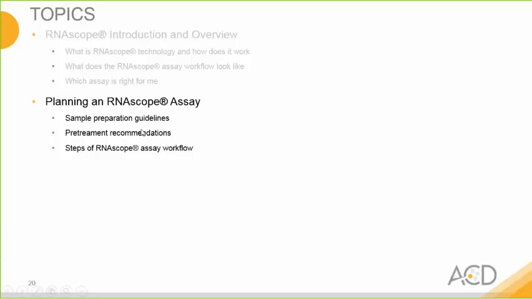Okay, and then the second step, which is really the key aspect of RNAscope technology, is the pretreatment steps. I'm going to spend some time talking about the specific recommendations for the pretreatment step. And the third step is the RNAscope assay flow.